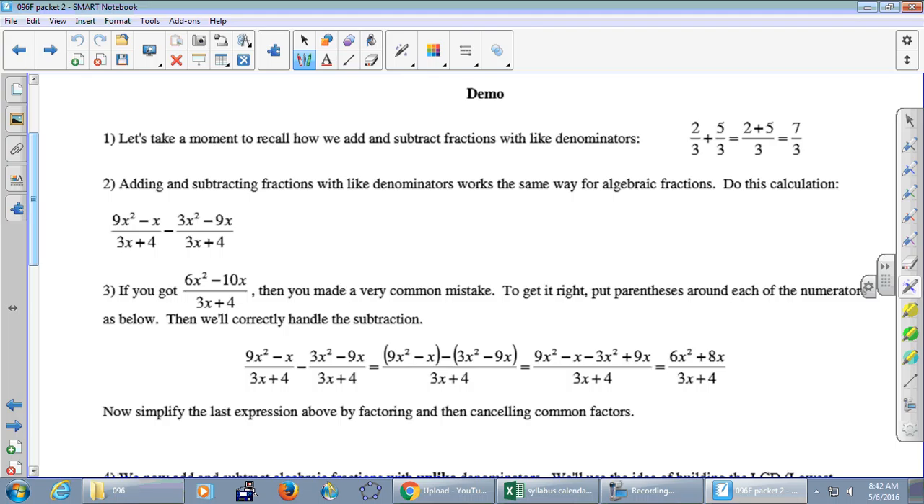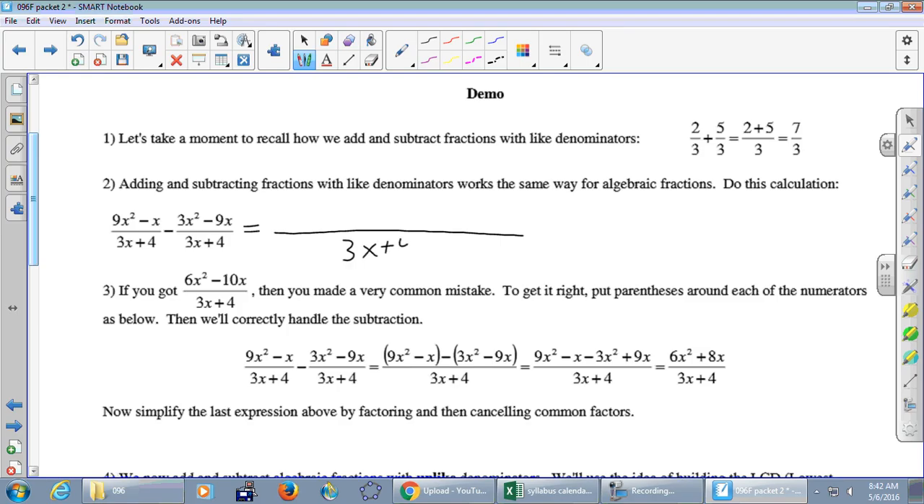Let's try this calculation right here. This guy equals. So looking at the 2 fractions, what do you like about those denominators? They're the same. And so this is the easy kind of problem because they have the same denominator. So when I push them together into 1 fraction, what's the new denominator? 3x plus 4, just a copy of it, just like the thirds in the previous example stayed thirds.